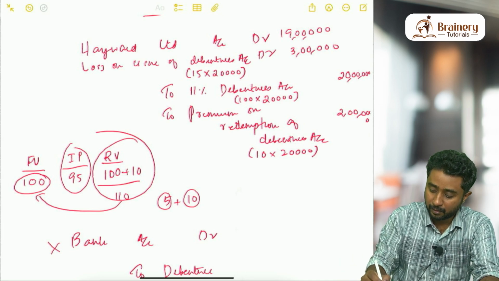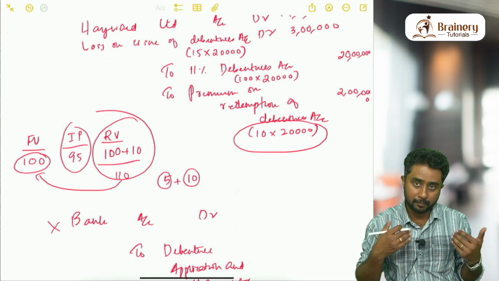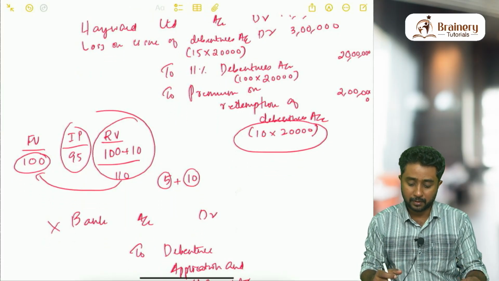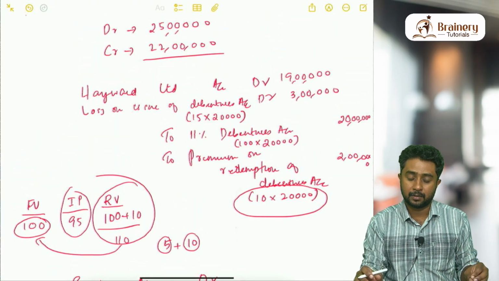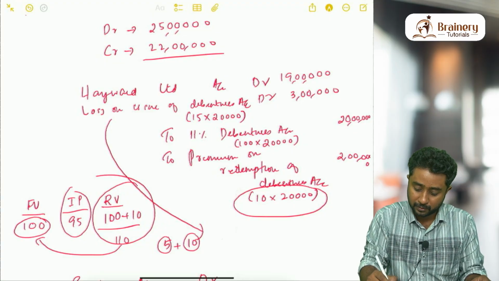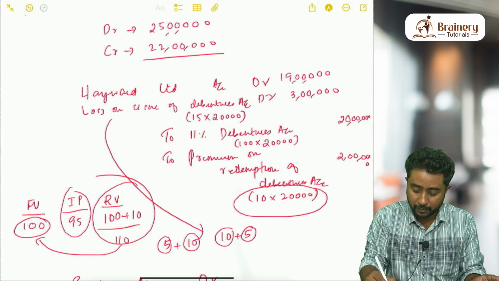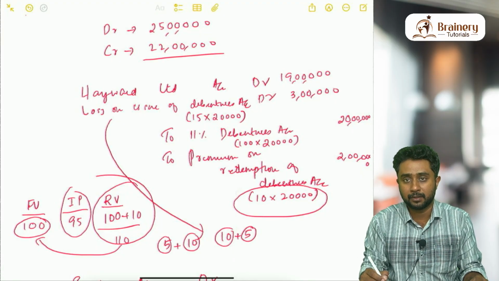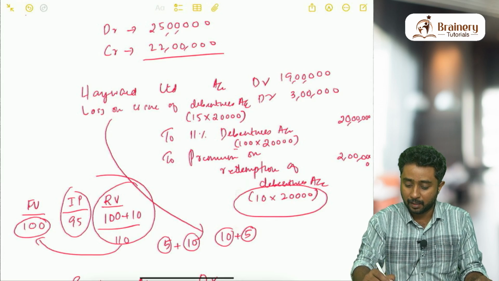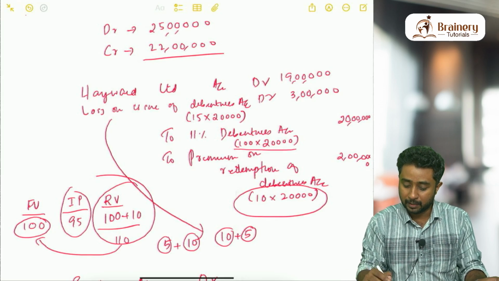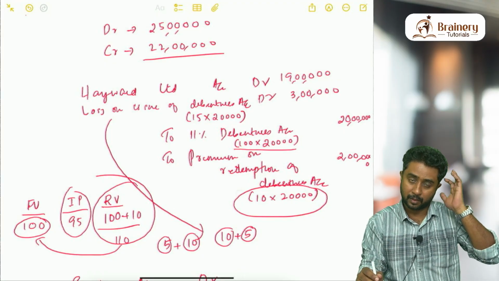Okay. So here understand the value clearly. Premium on redemption means the difference between the redemption value or redeemable value and the face value, which will give us 10 rupees. Again, loss on issue of debentures, how to calculate? Loss on issue of debentures is basically the total of the discount as well as the premium on redemption. Discount was 5 rupees, premium on redemption was 10 rupees. So 10 plus 5, 15 rupees, 15 into 20,000 will give us this amount. 11% debentures, 100 into 20,000 we will get 20 lakhs. Premium on redemption of debentures, 10 into 20,000, 2 lakhs. Okay, we'll be getting that amount.